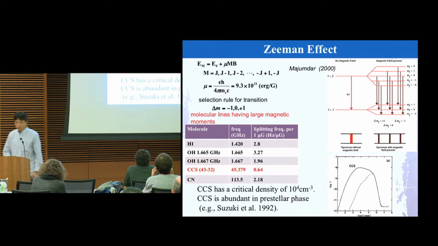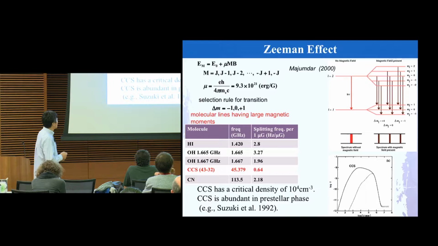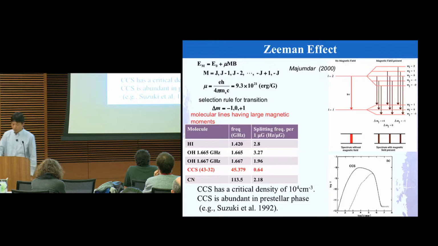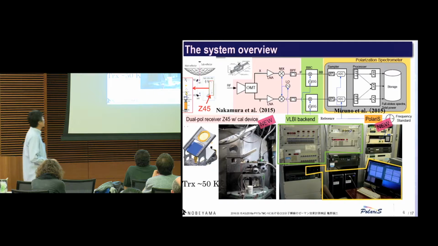So in this project, we try to do Zeeman observations with the CCS line at 45 gigahertz using the Nobeyama 45-meter telescope. First, we developed our system for the Zeeman observation. What you see here is the overview of our system. We developed two parts, the front end and the back end. As a front end, we developed a dual linear polarization receiver called Z45, this one.